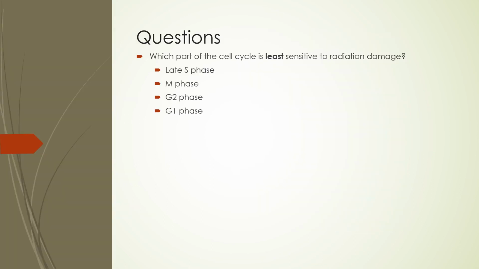Let's end with a few questions. First question, which part of the cell cycle is least sensitive to radiation damage? Your choices are late S phase, M phase, G2 phase, G1 phase. The correct choice is late S phase.